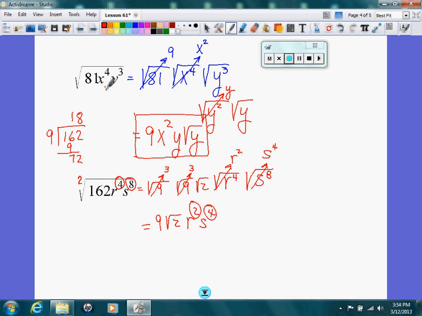Let's go back and look at this one. We had a 2 here, understood. 2 divides into 4 2 times, and our answer was x squared. But 2 divides into 3 one time. Well, here's our 1 here, but we had 1 remainder, so we have to leave 1 under the radical.